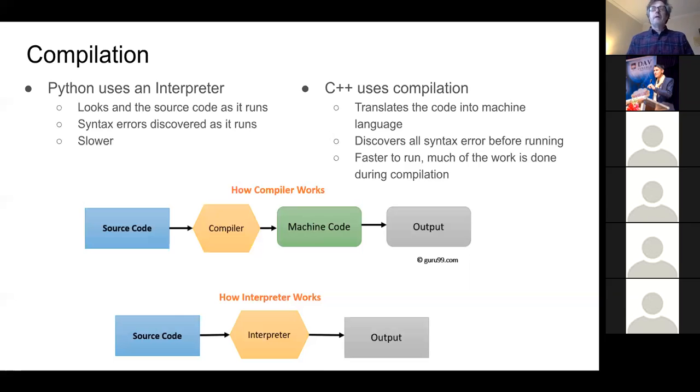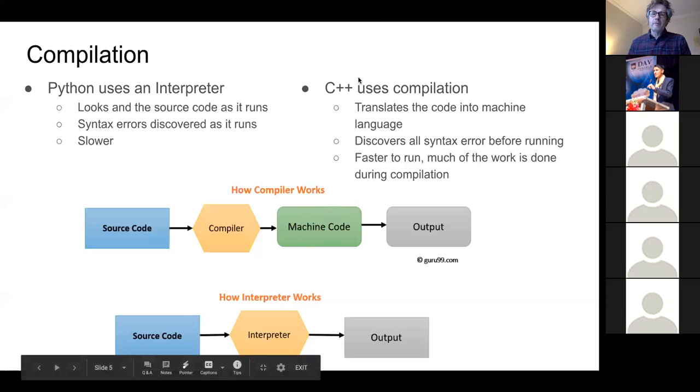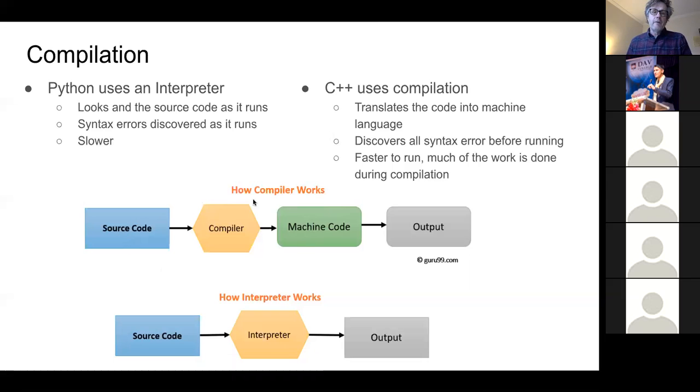Now, what C++ does is something different. It uses something called compilation. Beforehand, before I run the program, it converts it into the low-level machine code of the language. And then when I want to run it, it just runs the machine code. This is why C++ is faster, because once you compile it, it doesn't have to reinterpret the code over and over again.